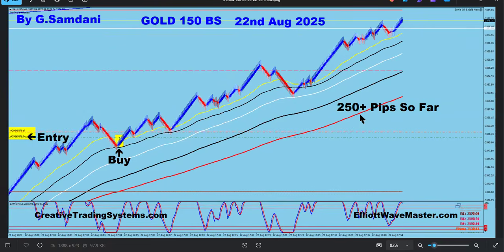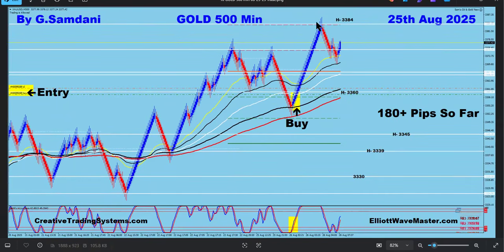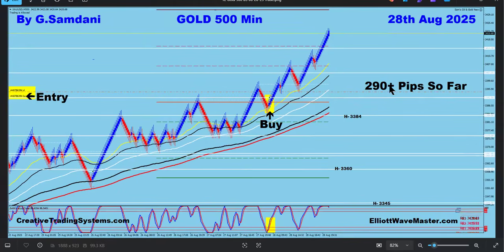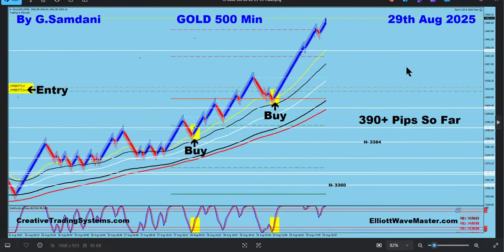Then the 23rd and 24th were the weekend, right? Then the game starts on the 25th again, and on the 25th I have this entry here, and 180 pip from the 500 box size chart. Then I had from the 150 box size, you can see here, 60 pip, right? It looks big, but the box size was small, so that's why it's only 60 pip on the 28th. But then on the 28th, I had this one for 290 pip from the 500 box size, right? Beautiful entry. Look at how much it is going to the upside, nice and clean. And then another big one is this one today, the 29th.